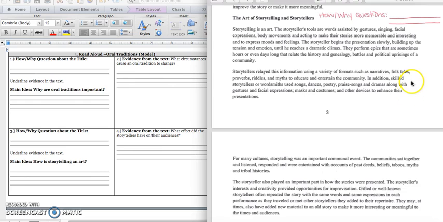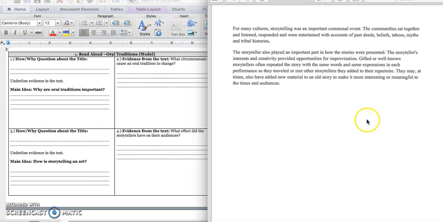So we would underline this last sentence in the paragraph because it discusses or names the different art forms that are involved in storytelling. Turn over the page to keep reading.